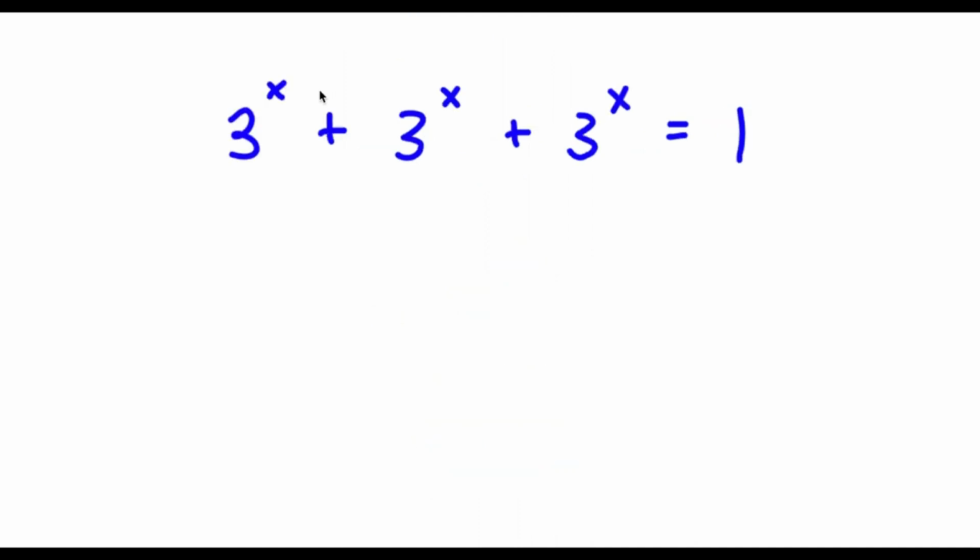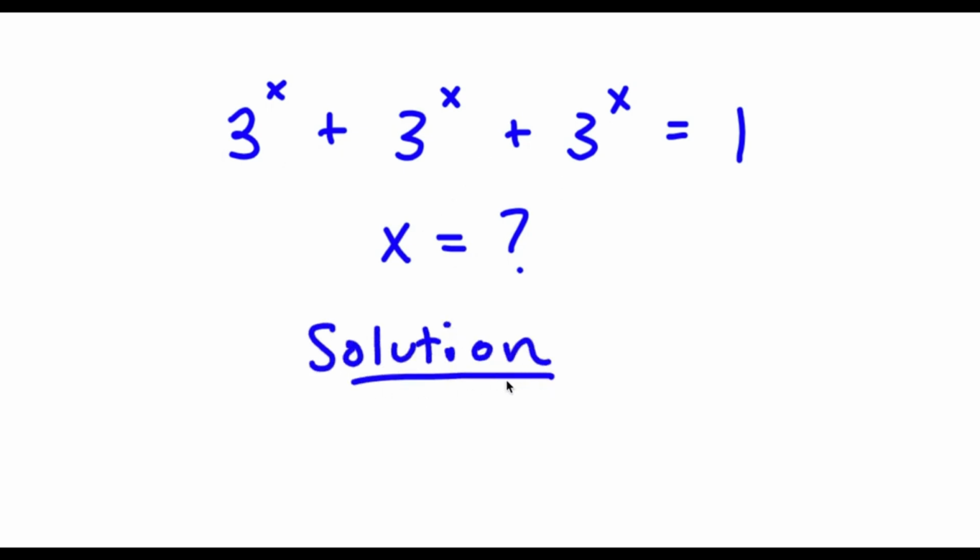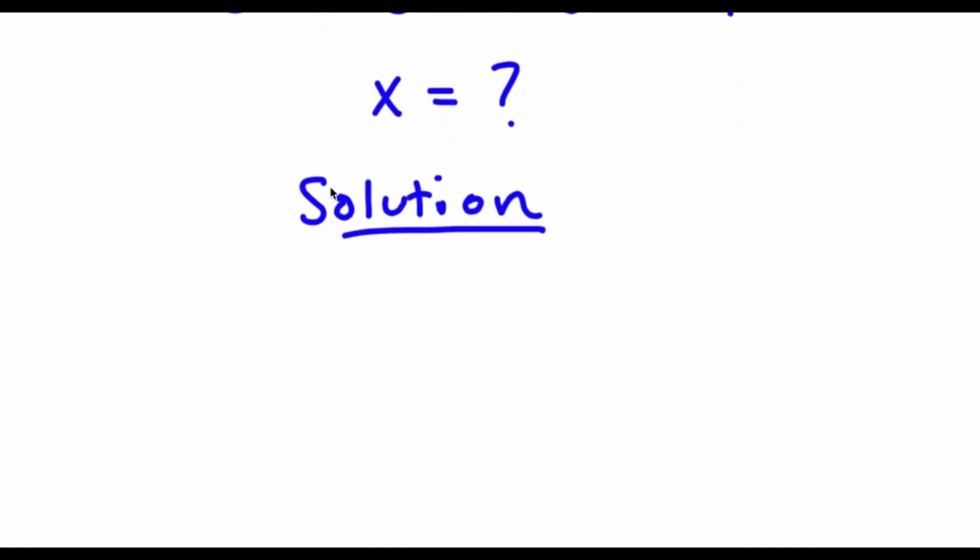All right, so I have 3 to the power of x plus 3 to the power of x plus 3 to the power of x is equal to 1. So I want to find the value of x here. So for my solution, first start with 3 to the power of x plus 3 to the power of x plus 3 to the power of x is equal to 1.